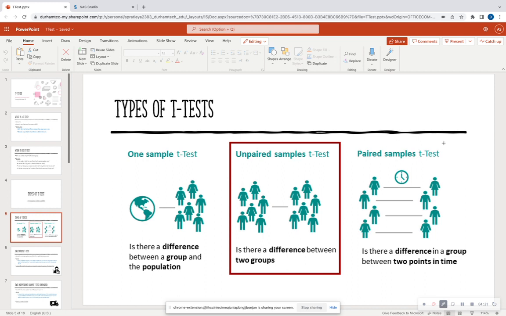And then there's also something called a paired t-test, okay? And most of the time it's the difference in a group between two points in time.